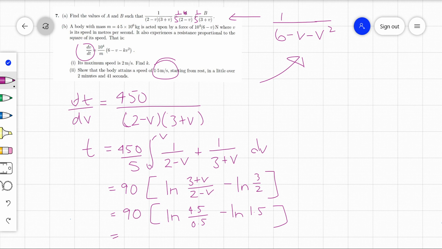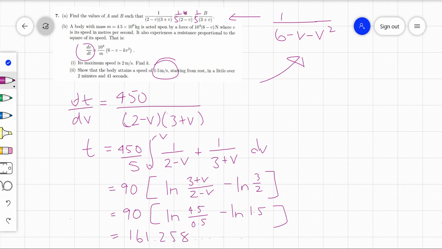So just make sure. Actually, I'll quickly have a go. Let's see if I can get it right. 4.5 divided by 0.5 minus log of 1.5, and then we're multiplying by 90. All right, so here I get 161.258 and so on.